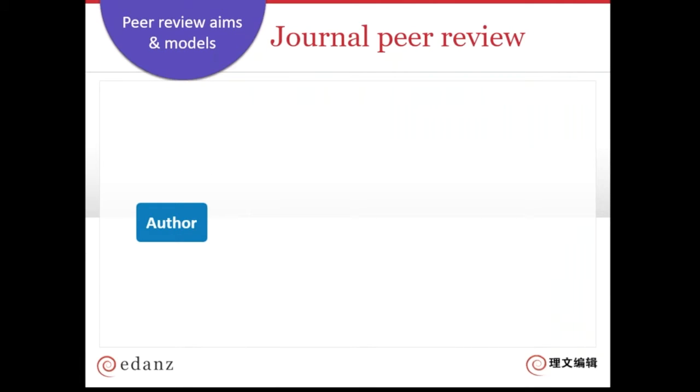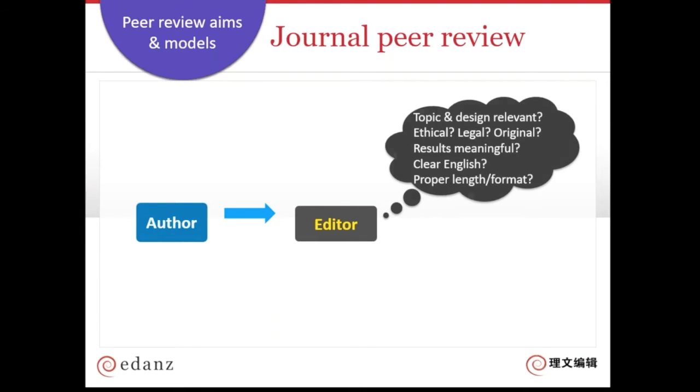Now, here's a quick overview of the journal peer review process. The author submits a paper to the editor, and then there's something called desk review. There's a check of basic things such as, is the topic in the scope of the journal? Is the design relevant? Is the work ethical and legal? And is it original, meaning it's not copied or plagiarized from an already published paper? Are the results meaningful? Is the English clear enough to at least read the scientific content? And is it the proper length and format?